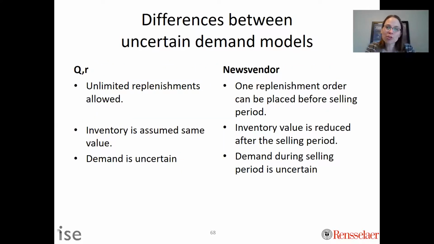So you should also know, when should I apply one or the other? Well, you should step back and say, what is the difference between these two models? They both have uncertain demand. The difference is in how often I am placing orders. So the QR model has unlimited replenishment, so I can place multiple orders, whereas with the news vendor, I can only place one, and it has to happen before the selling period. The other fundamental difference is that in the QR model, inventories assume the same value at the end, so it's not losing value, whereas in the news vendor problem, the reason we only consider one time period is that at the end of that, we don't have the same value of our inventory.